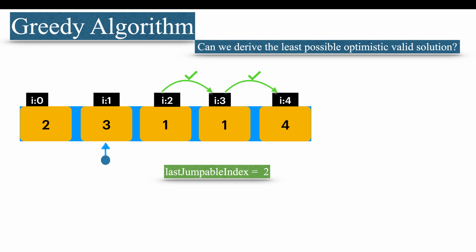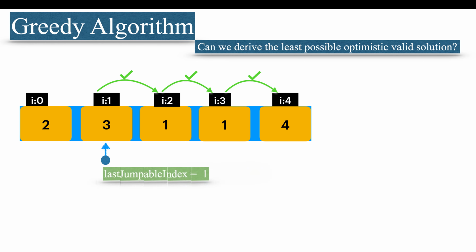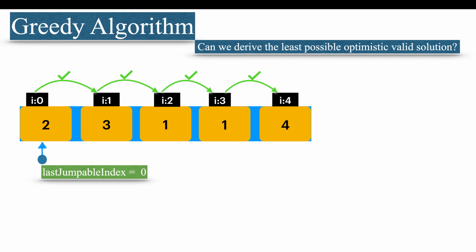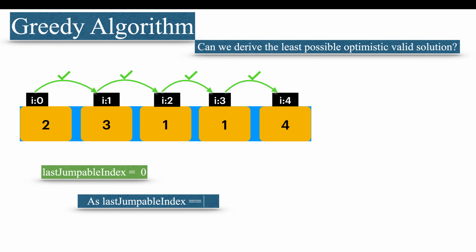Similarly, from index 1, I can reach the last jumpable index 2 so I update the last jumpable index with the current index, which is 1. Then move on to the previous index, which is 0. From index 0, I can reach the last jumpable index 1 so I update the last jumpable index as 0. It means from the current index 0, you can reach n minus 1, so we just return true.